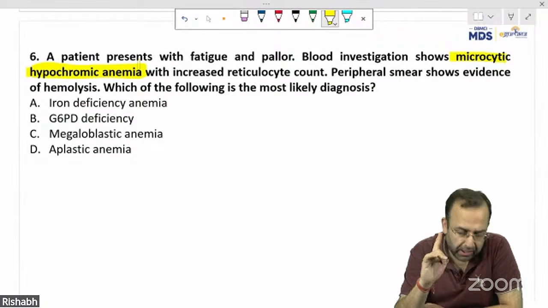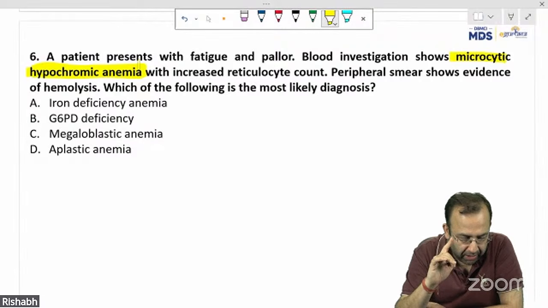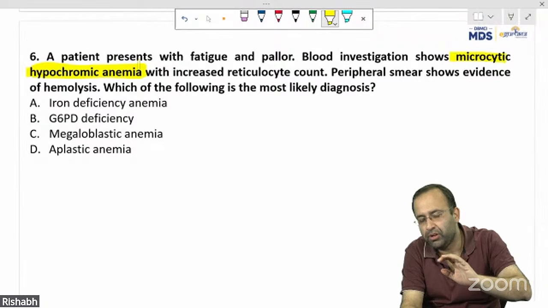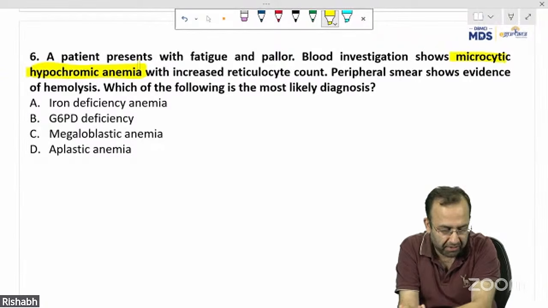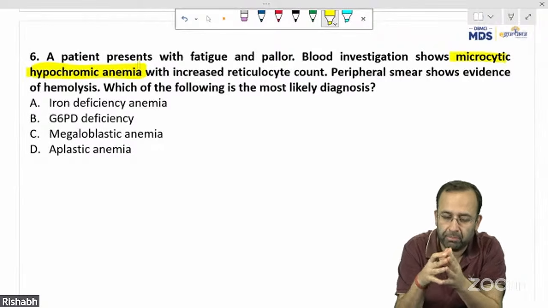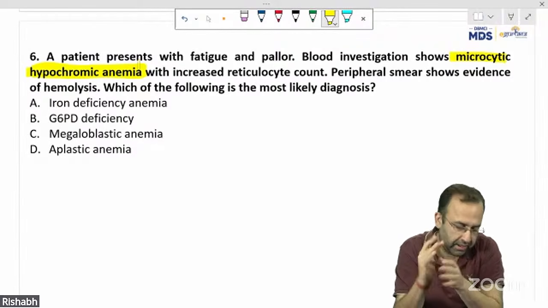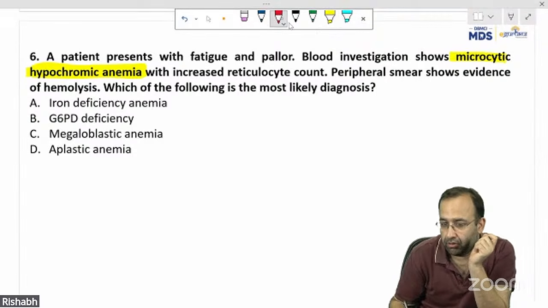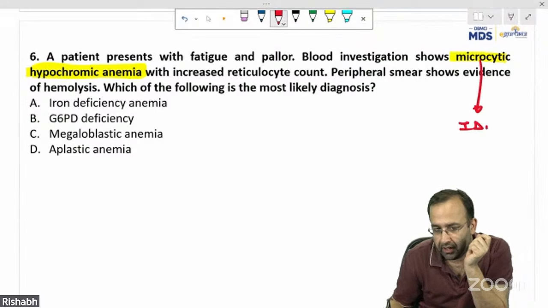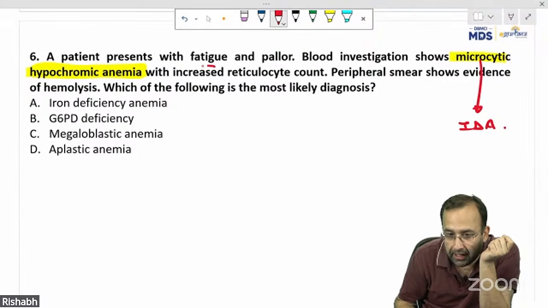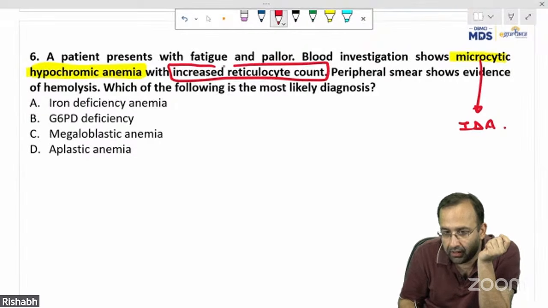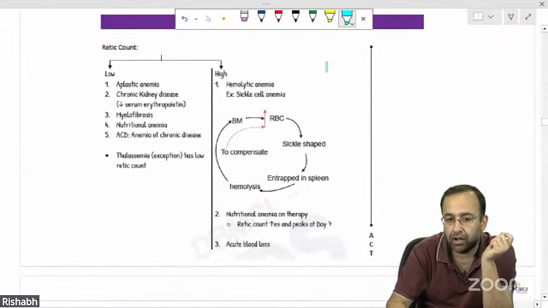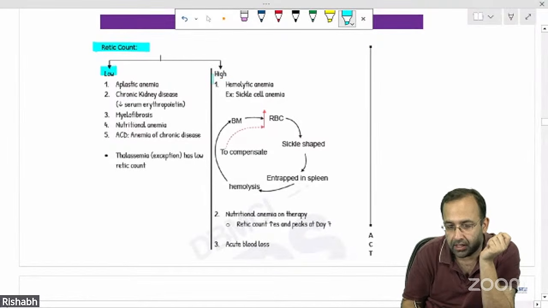Next, when microcytic hypochromic anemia is given, we discussed this in today's class only. If you have done the notes part well and revised the notes, then you have to apply that knowledge in a clinical setup. Now see, microcytic hypochromic anemia, the classical is iron deficiency anemia. But the examiner told you the second point, that it is associated with increased reticulocyte count. We had made the table of retic count low versus high.